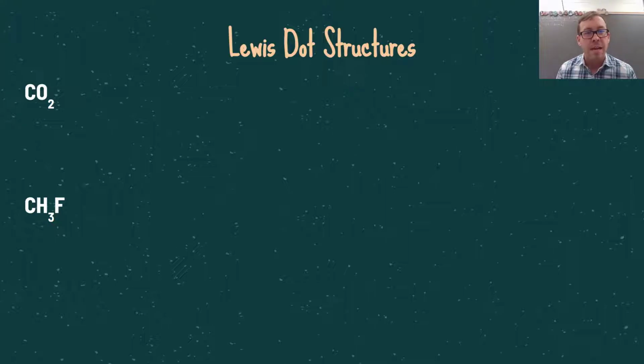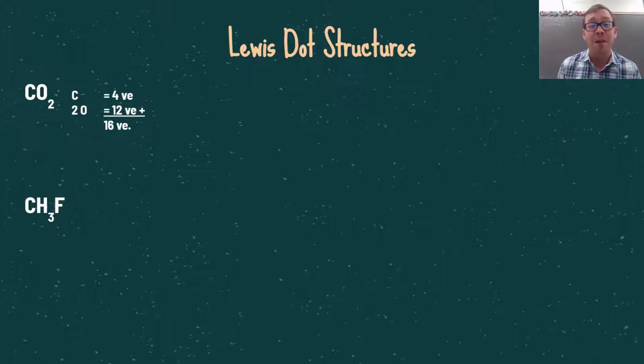First, let's take a look at carbon dioxide, a very simple molecule. Again, following these 6 steps is going to ensure that you get these correct every single time. So the first thing we're going to do is count up our total number of valence electrons. Each carbon brings 4 valence electrons to the table, while each oxygen brings 6. So we add those up, and we know we're going to have a total of 16 valence electrons in our structure. So our next step is to determine what our central atom is going to be.